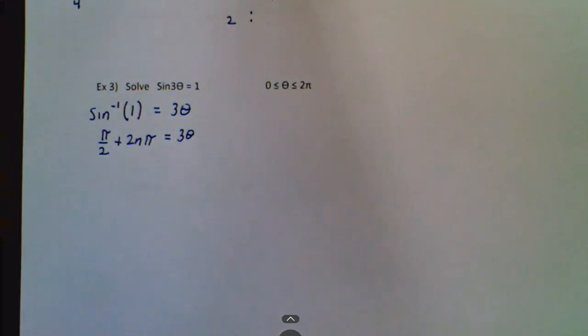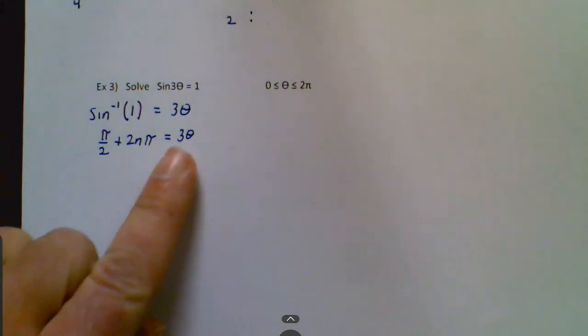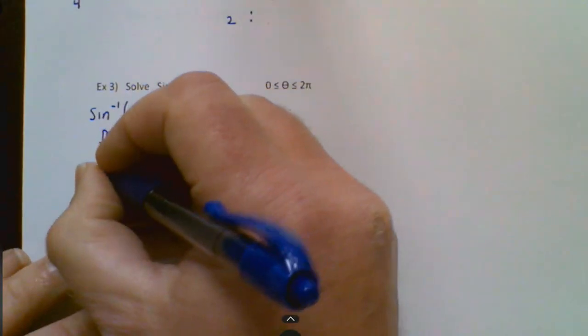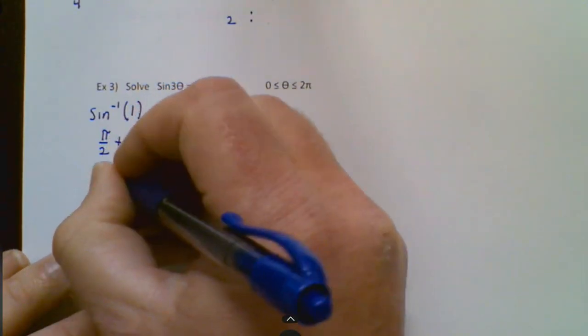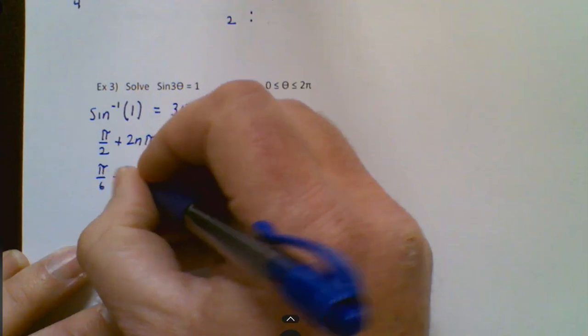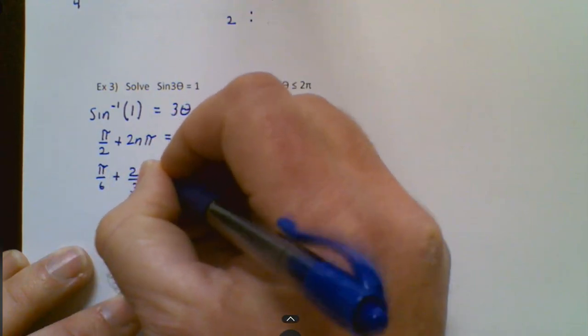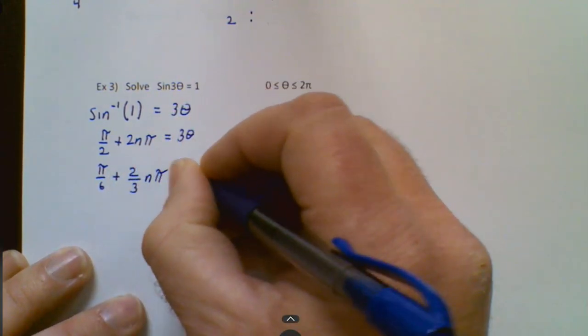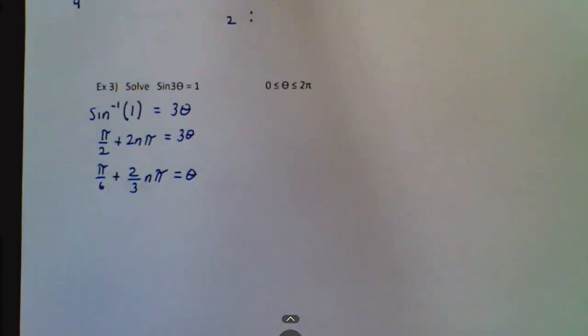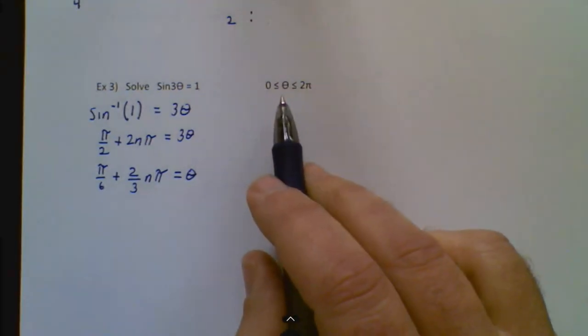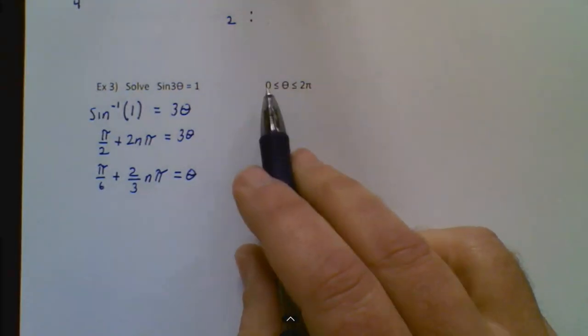So it looks like this. So now we've got to take the extra steps. We've got to divide everything by 3. So pi over 6 plus 2/3 n pi is theta. If there was no restriction on the domain, I would just leave it like that. But if there is a domain restriction like this, let's find all the answers from 0 to 2 pi.